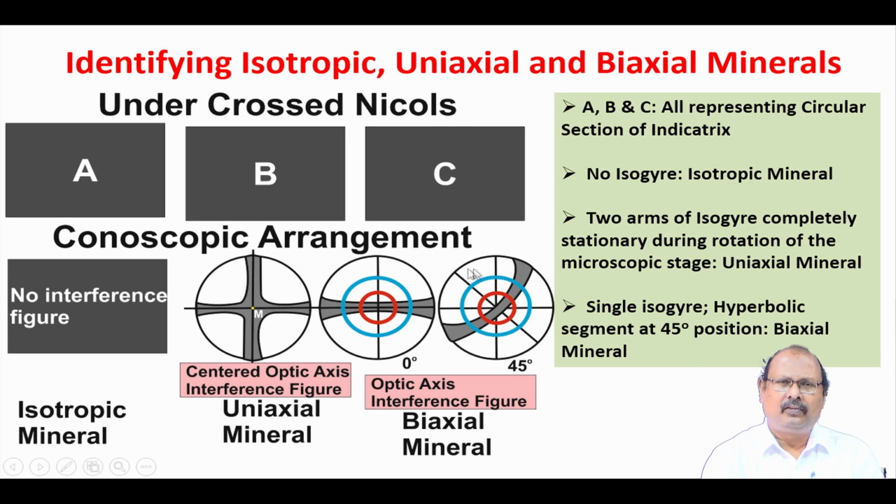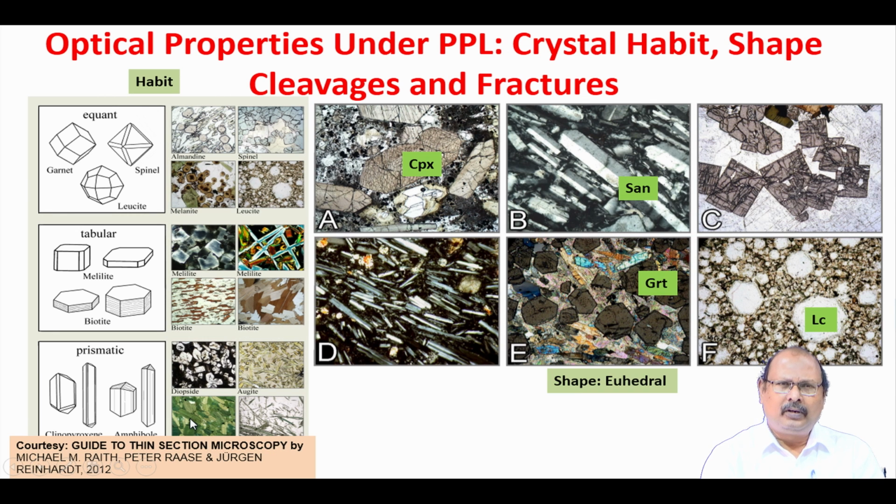So, using the shape of this isogyre, you will be able to distinguish that this is a biaxial mineral here. So, mineral C is biaxial, mineral B is uniaxial and mineral A is an isotropic mineral here. Okay. So, let us now come to the optical properties that we study under plane polarized light.